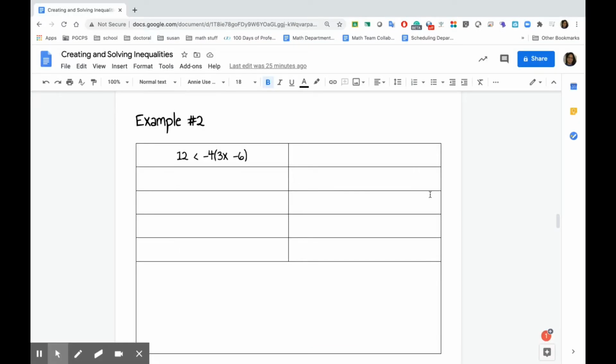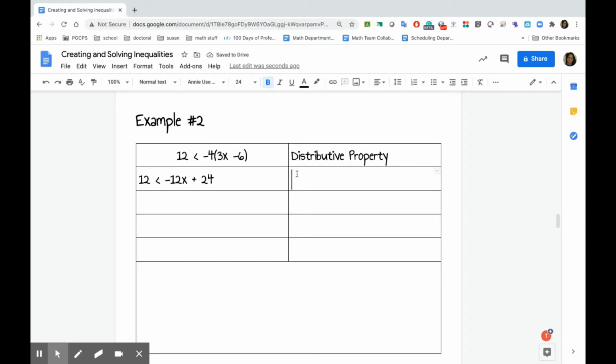Now let's answer example number 2. 12 is less than negative 4 times the quantity of 3x minus 6. So to solve this, let's use the distributive property first. We'll distribute negative 4 to the terms inside. So it will become 12 less than negative 12x, and then plus negative 4 times negative 6, which is 24.